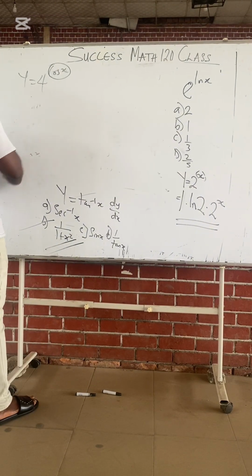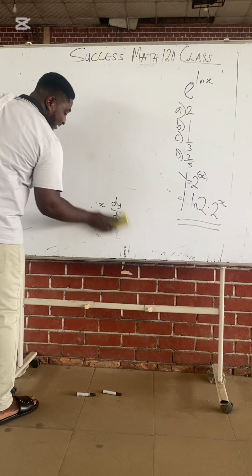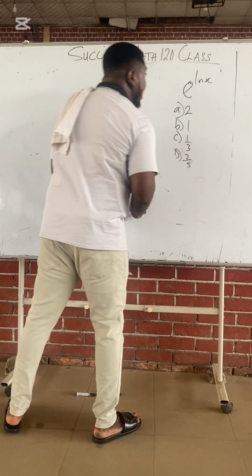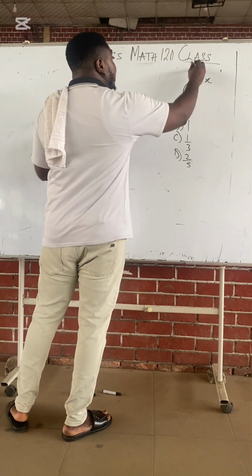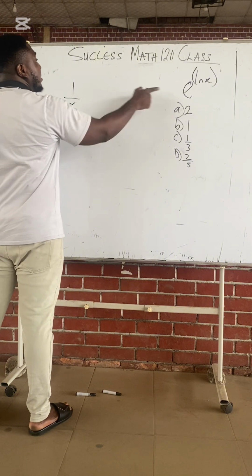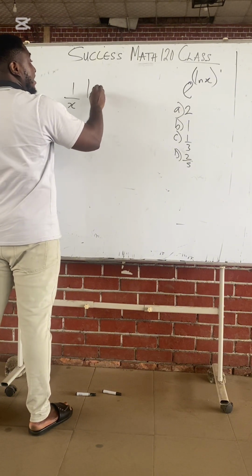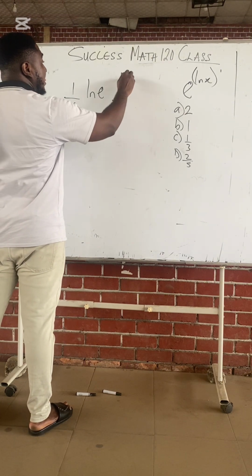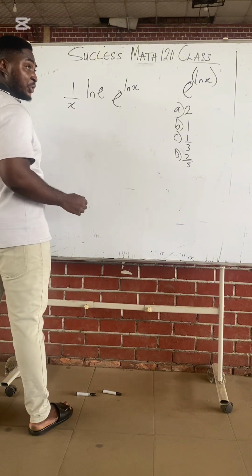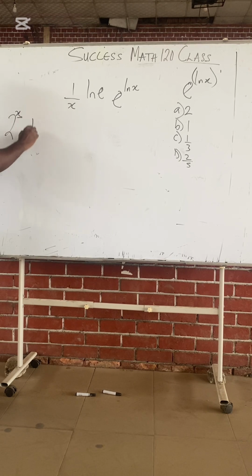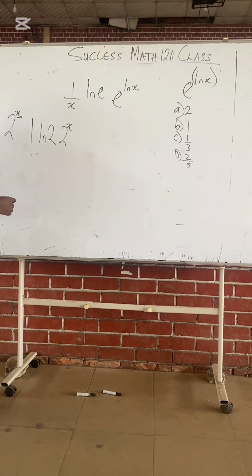Class, anytime x is a power, just know that it's the same thing we did before. The first step is differentiate the power, right? Differentiate ln x, you have 1 all over x. Then repeat e raised to power ln x. Differentiate the power, differentiate x, you have 1, then e raised to power ln x.